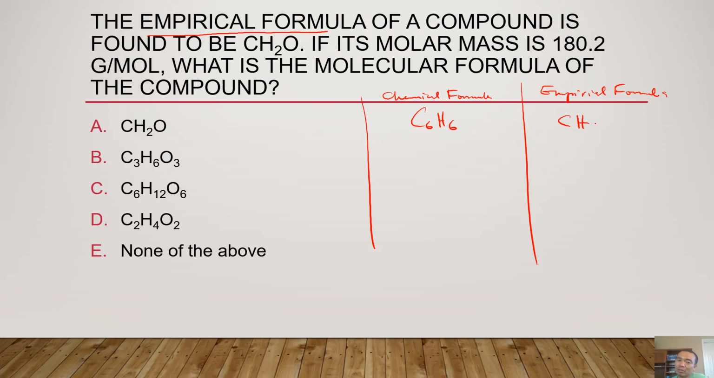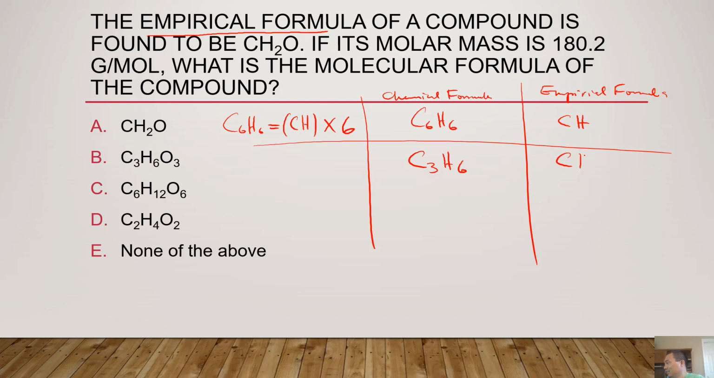So what is the relationship between the empirical formula and the chemical formula? You would be able to see this easily. That would be C6H6 equals empirical formula, that's CH, the whole thing times 6, right? Or you could do another one, C3H6. What's the empirical formula? Empirical formula would be CH2. What's the relationship between the two? The chemical formula is empirical formula CH2 times a whole number.